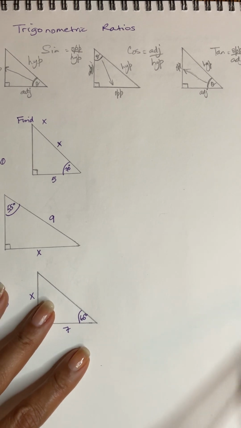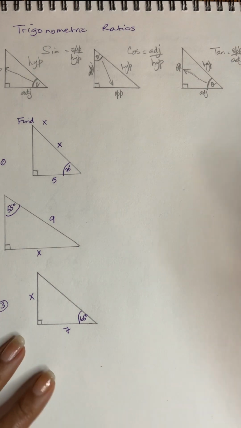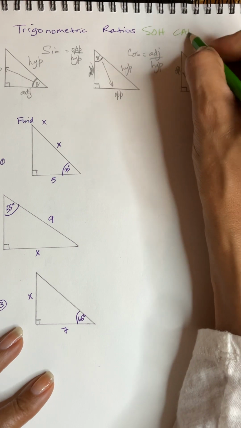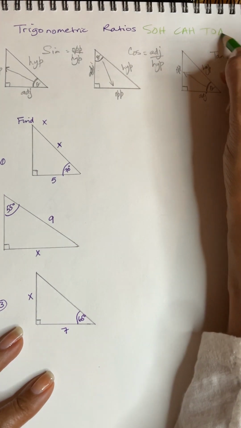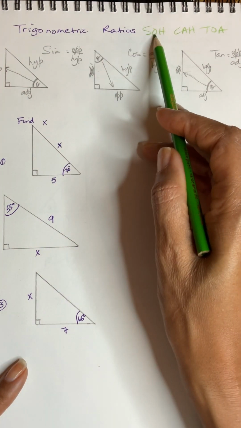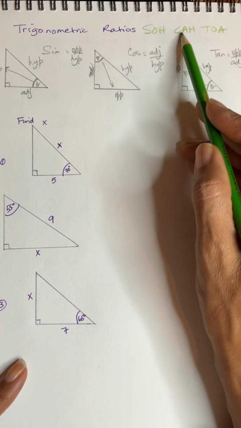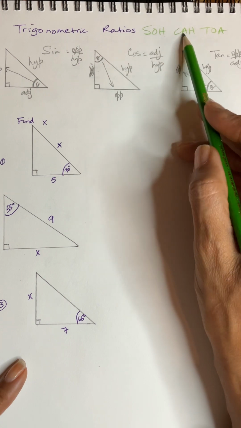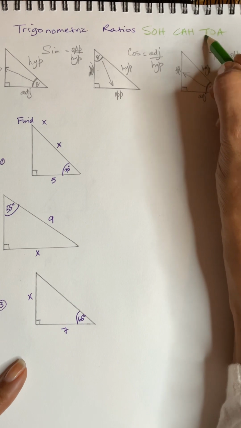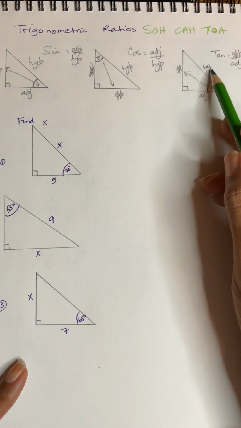Now, what I also want you to know is that there's a short way to memorize all of this for the trig ratios. We call it SOHCAHTOA. SOHCAHTOA is simply saying sine is opposite over hypotenuse, O for opposite, H for hypotenuse and S for sine. Cosine is simply the adjacent, A, over the hypotenuse, H, and tan is simply your opposite over your adjacent, which is your O over A.